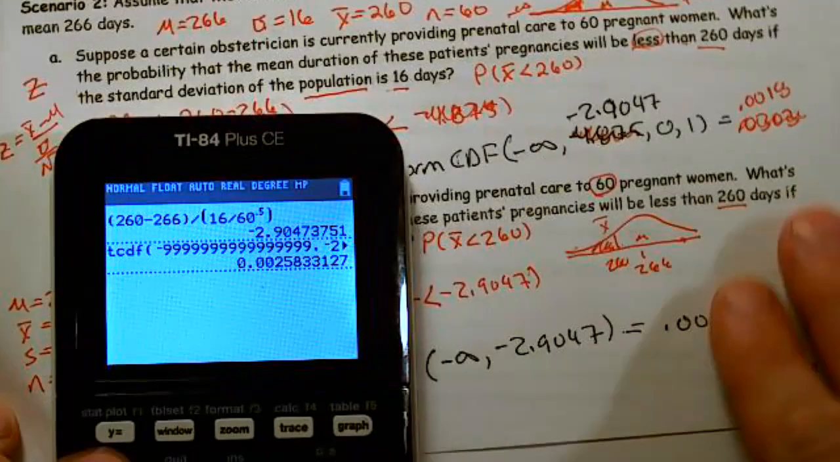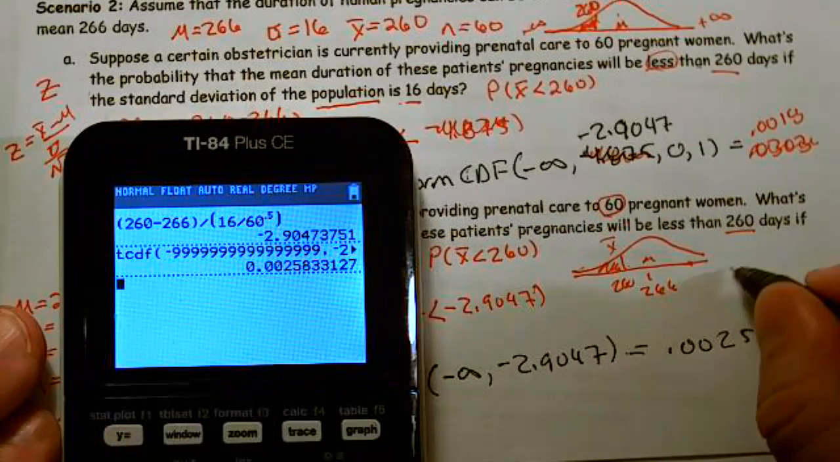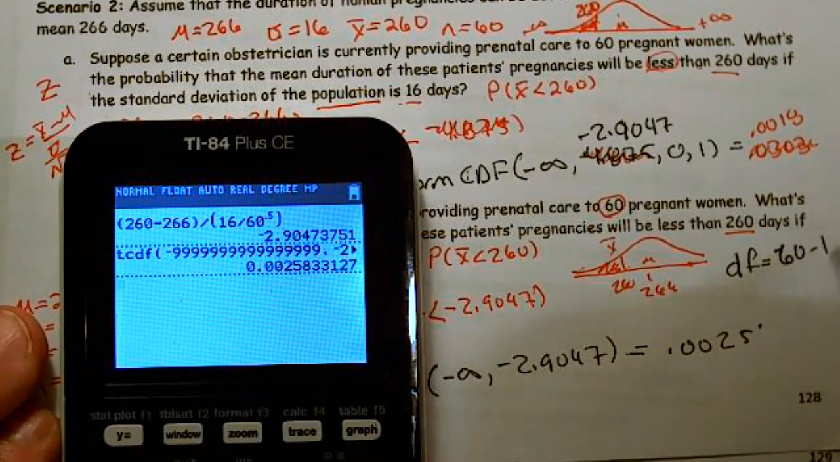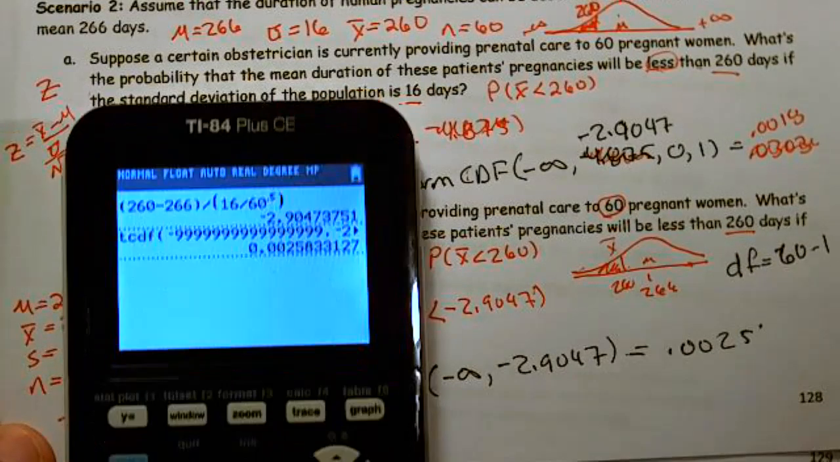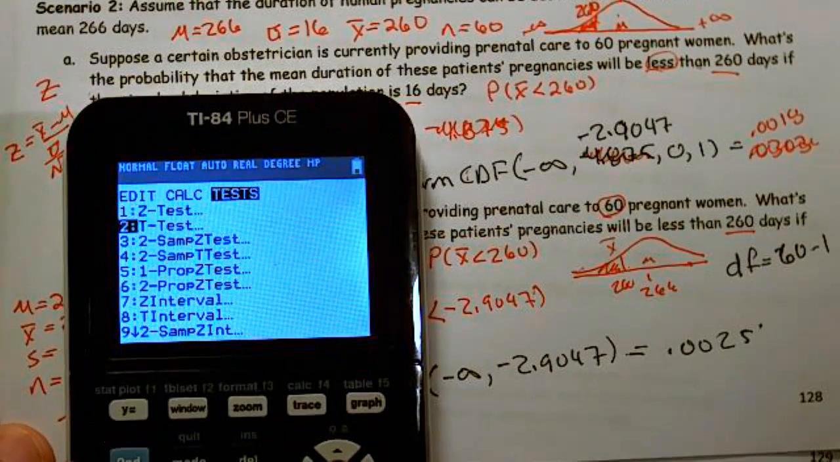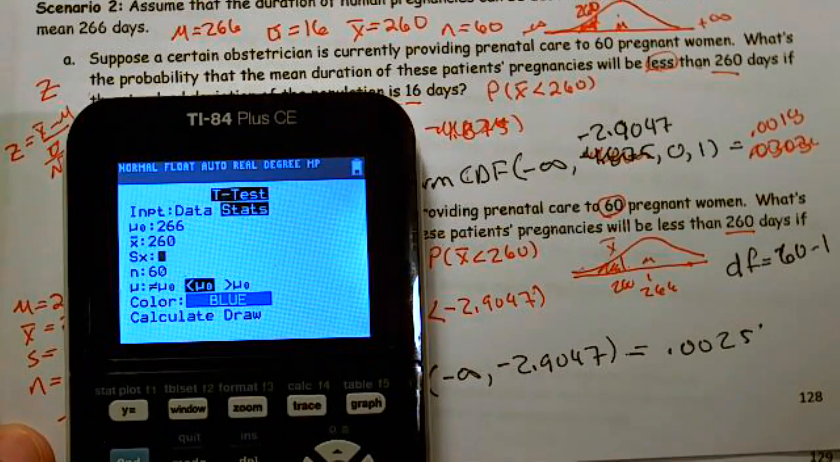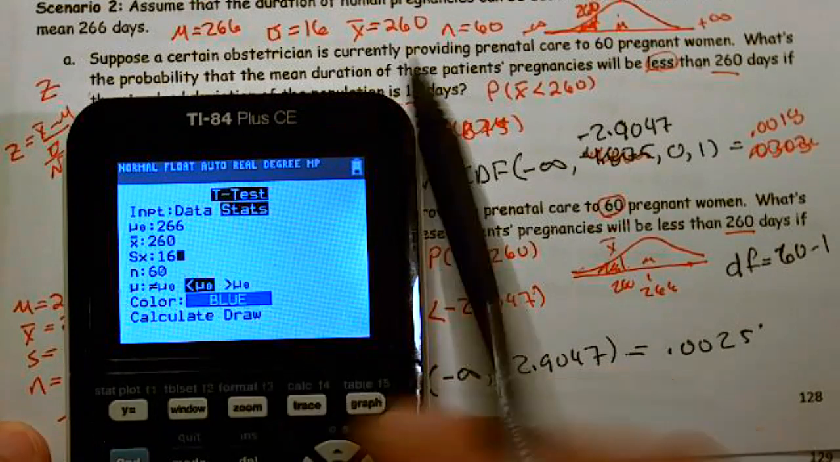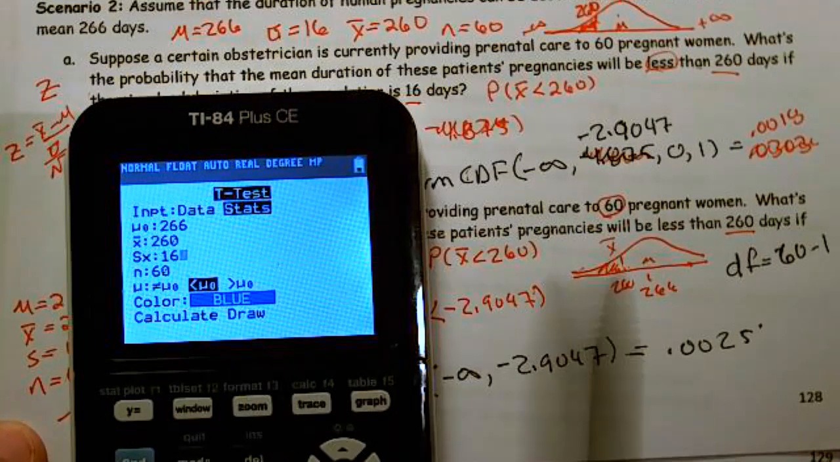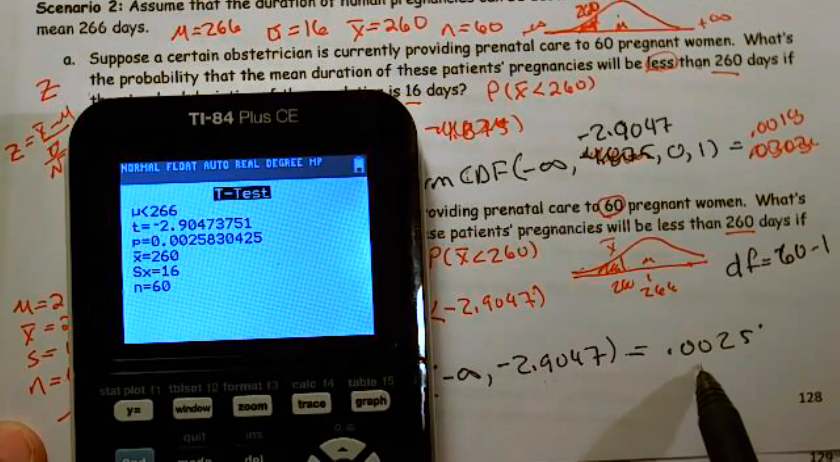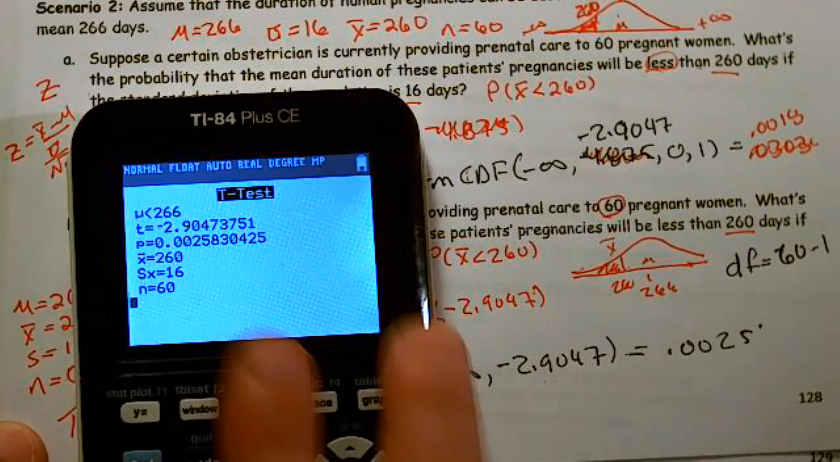Now, to be honest with you, there's actually a shortcut to this. By the way, I'm going to write down the degrees of freedom is 60 minus 1. The shortcut to this is to go stat test t-test, and my mean is 266. My X bar was 260. My standard deviation is 16. So everything's in there. And sure enough, there's my negative 2.9047. And there's my 0.0025. That's the probability.